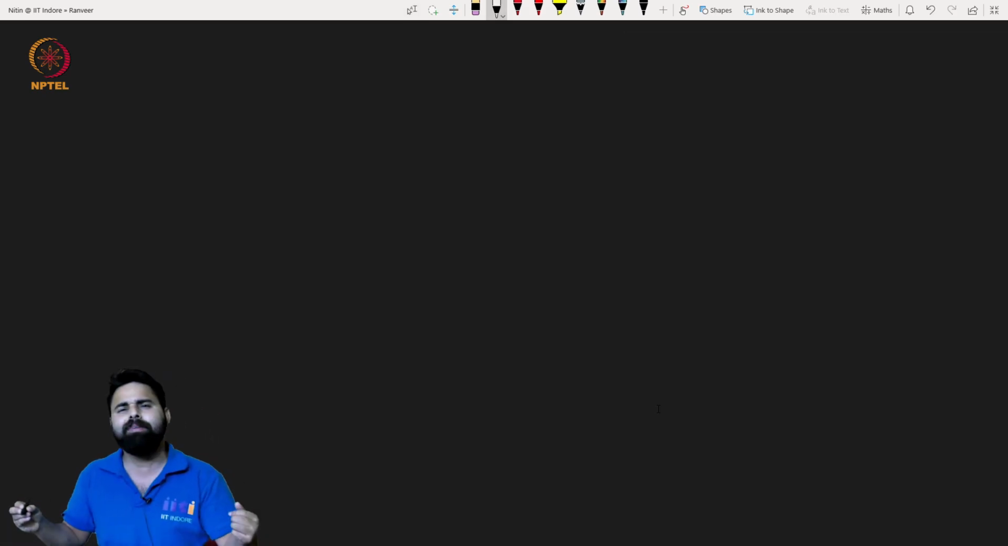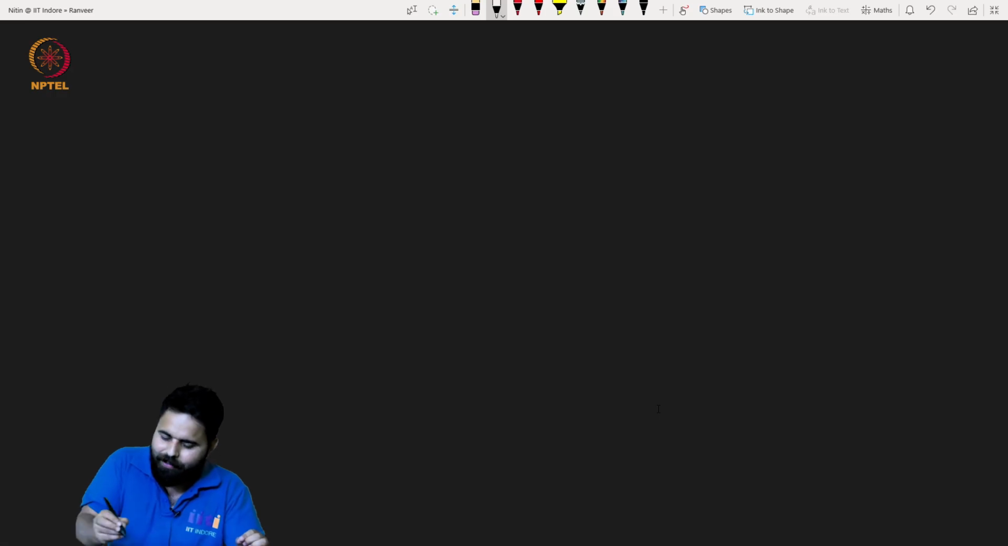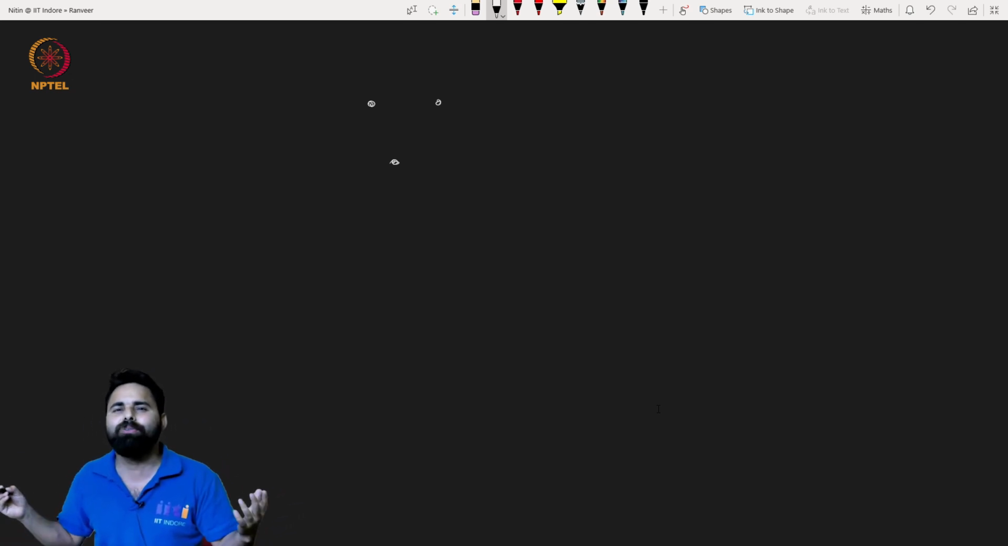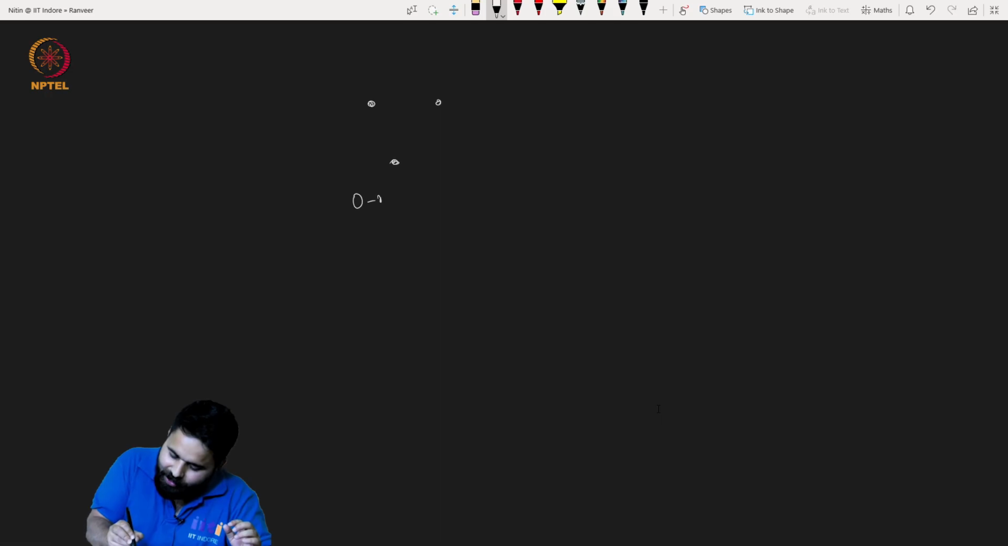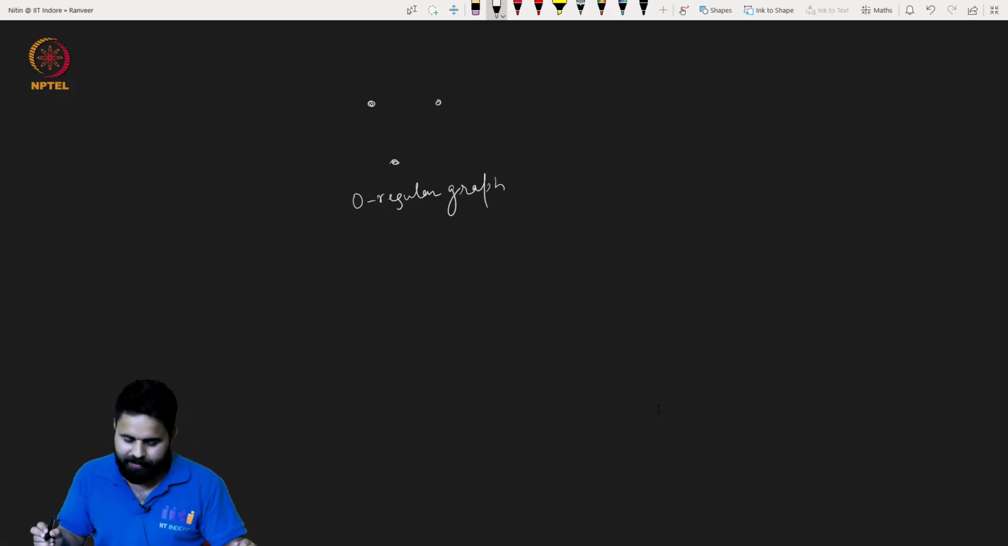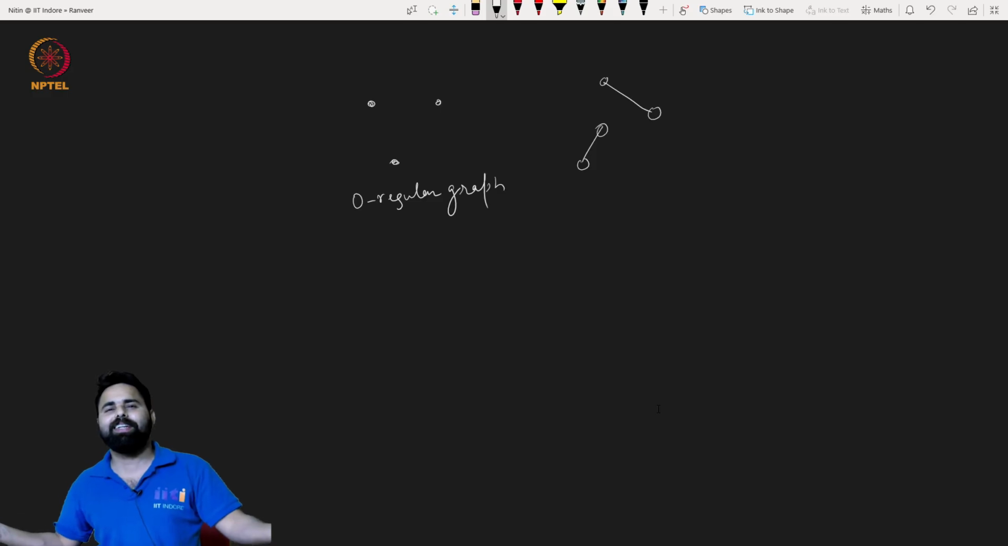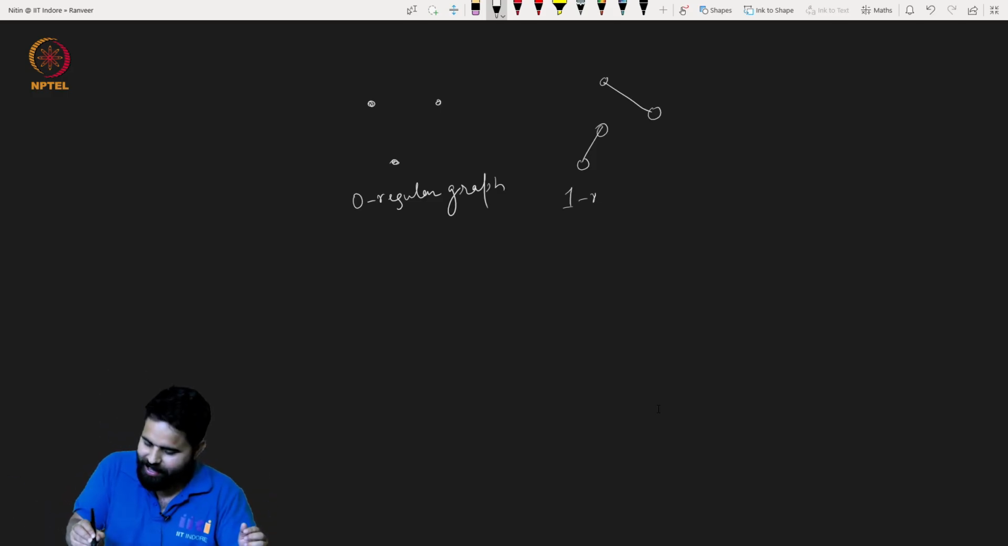So a simple definition: d-regular graphs are graphs where every vertex has the same degree. For example, a very simple looking graph, maybe this one. This is also a regular graph where each vertex has degree 0, so I will call it a 0-regular graph. Then maybe this one, where every vertex has degree 1, so this is a one-regular graph.